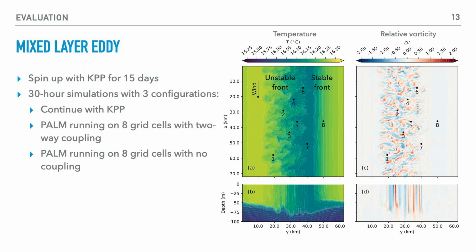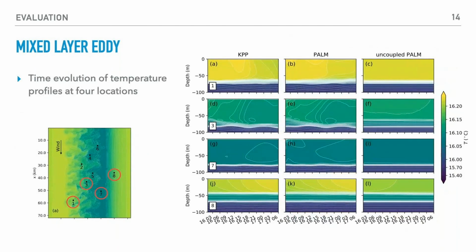To illustrate the results, I'm going to focus on these 4 locations, which are on both sides of the unstable front and both sides of the stable front. So here is the time evolution of the temperature profiles at the 4 locations. Horizontal is time, vertical is depth.